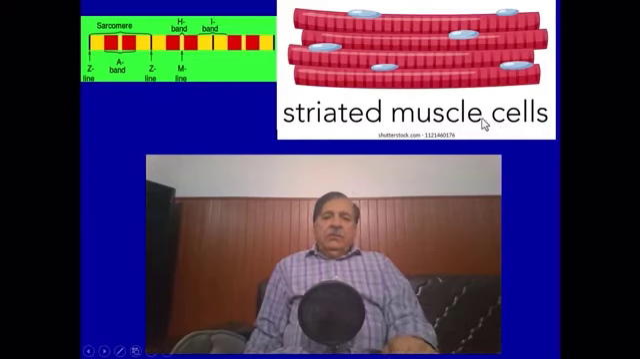Striated muscle. There are light bands and dark bands. These light and dark bands look like striae or strips in the muscle. That's why these muscles are called striated muscle. Cardiac muscle and skeletal muscle are striated. On the other hand, smooth muscle has no striae.